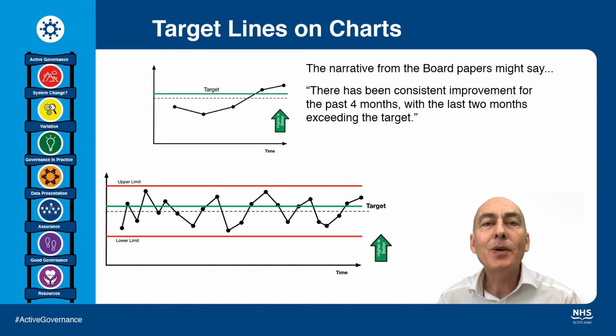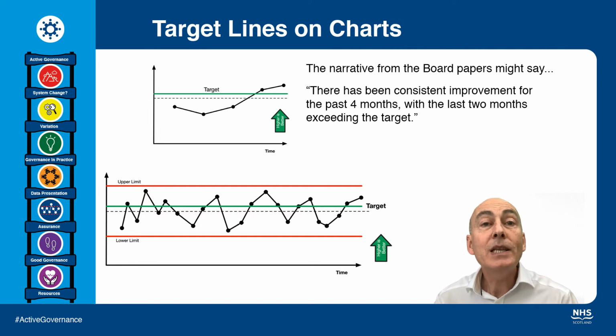If we look at the example on this slide here, the top chart shows 4 points going up, with the last 2 exceeding the target. Okay? And this is a point where we often get really quite excited. And the narrative might say there's been consistent improvement for 4 months. It's actually only 3 because you've got to start with a base point. But anyway, it looks like it's going up.